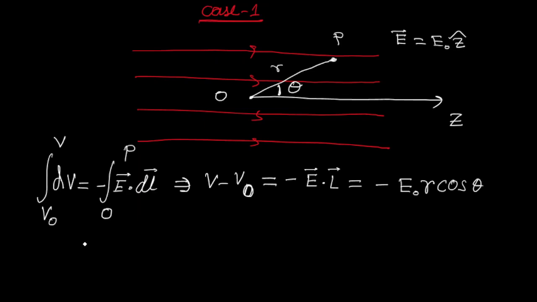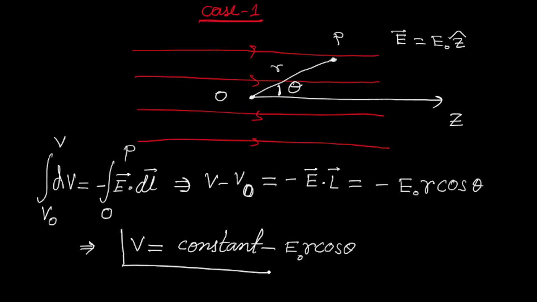Then with respect to infinity, where we assume the electric field and potential are zero, if we assume that the potential at the origin is a constant, then the potential at point P is V equals some constant minus E naught r cos theta. So this is the potential at point P when there is no conducting sphere and we have only the uniform electric field along z cap.